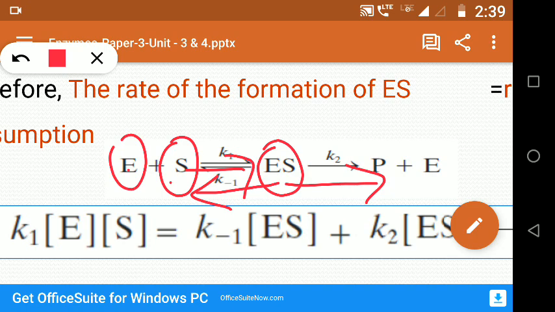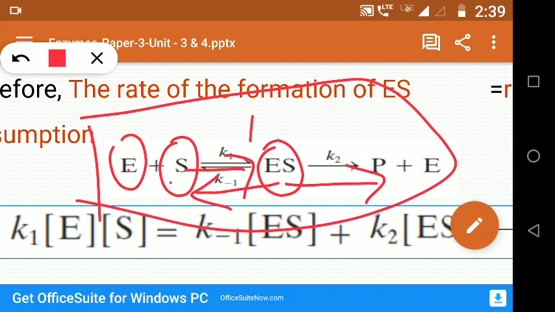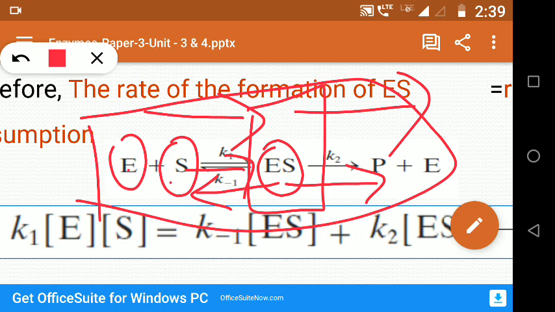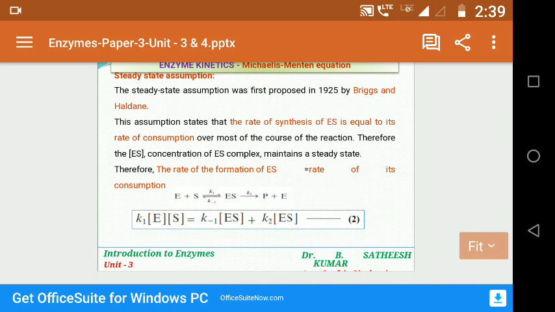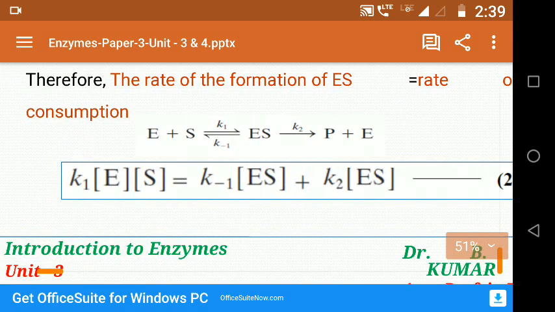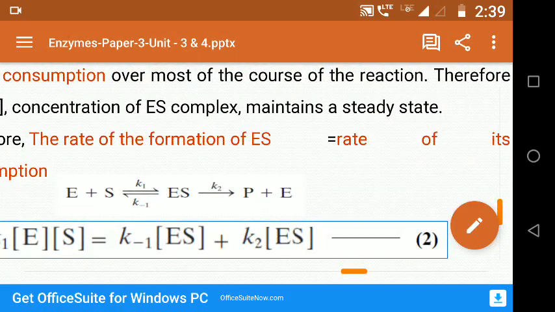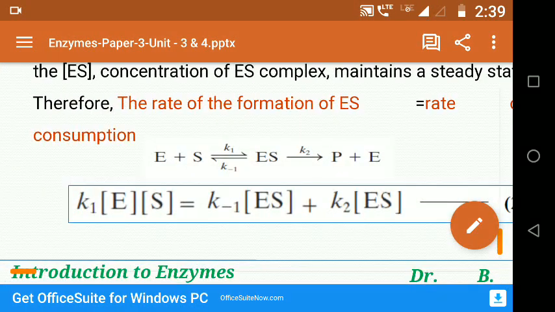So that is why, according to this steady state theory, the concentration of the enzyme substrate complex will be at a steady state, so at equilibrium. If 10 molecules of ES are synthesized, then 10 molecules will break down. Always it will be at a constant concentration. So that is the steady state assumption. That means the rate of formation of ES is equal to the rate of its consumption.